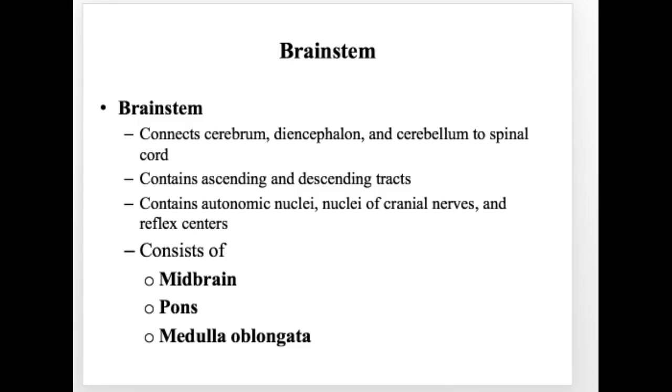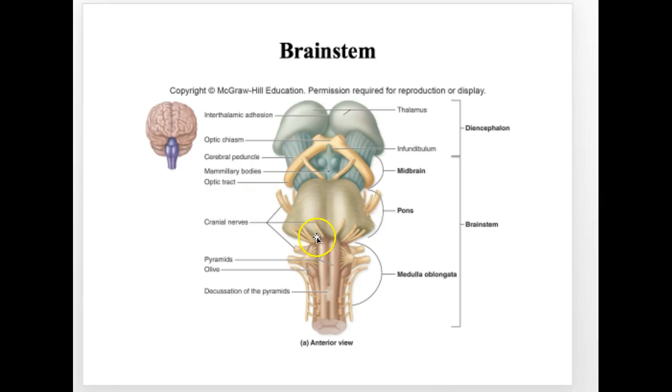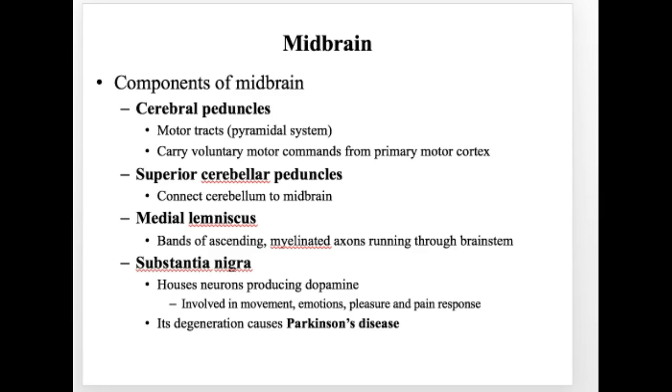Next is the brain stem. The brain stem connects the cerebrum, the diencephalon, and the cerebellum to the spinal cord. It contains ascending and descending tracts, meaning both sensory and motor tracts, and contains autonomic nuclei of cranial nerves, and reflex centers. It consists of the midbrain, the pons, and the medulla oblongata.